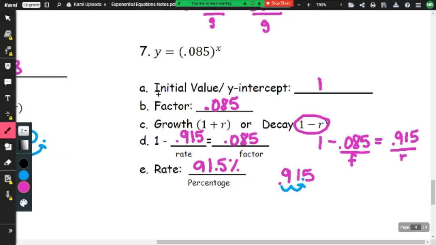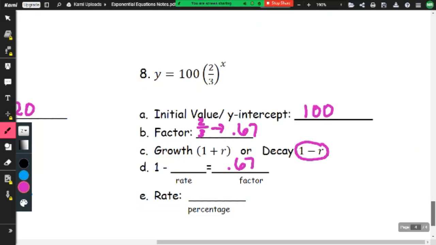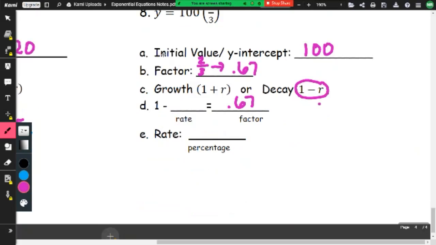Ready? Number 8. What's my initial value? What's the factor? 2/3. 2/3 as a decimal is? Okay, we're going to go ahead and use 0.67 because it's 0.666666. And that is what? Greater or less than 1? Less. All right, so I take that 0.67. I remember that it's only the factor. So to get the rate, I have to subtract it from 1. So 1 minus the 0.67, even though the 0.67 is my factor, will give me the rate.